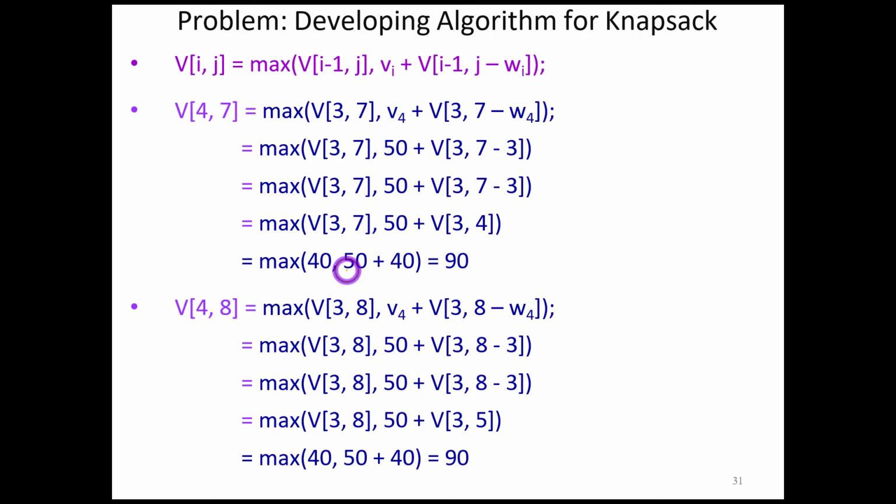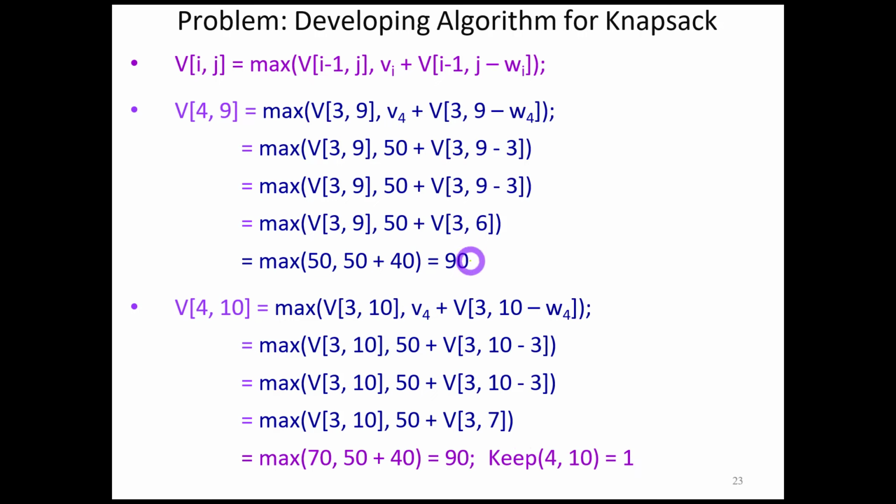Similarly, we will choose the right one with the contribution of I, and the value will be 90 and keep will be 1 for both of these cases. Similarly, it will be 90 over here as well as over here, and keep will be 1. So for all of this row, keep is 1 except the first few values.